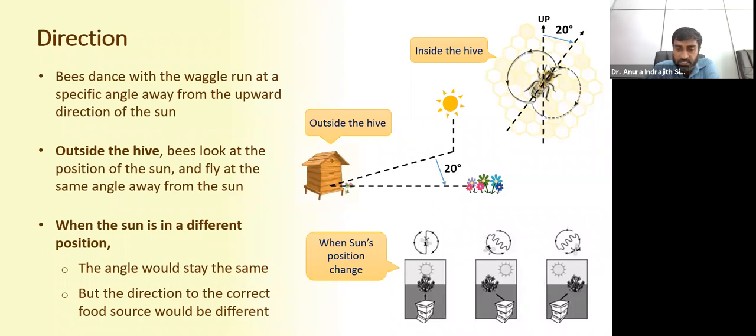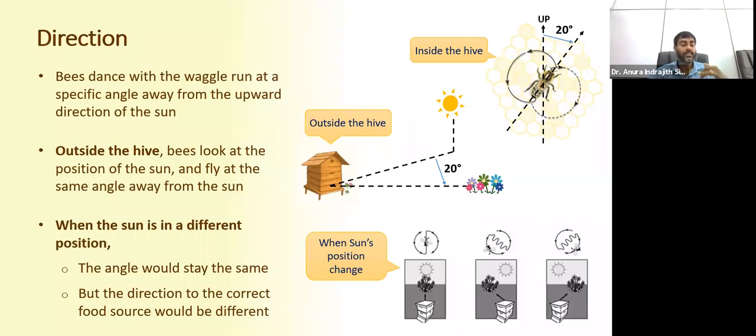Now in the other cases, you can see the flower source is to the left hand side of the direction of the sun. Then they will maintain the direction like that. Likewise, depending on the direction of the sun and the angle that it creates with the flower source, they convey this angle when they waggle on the comb.